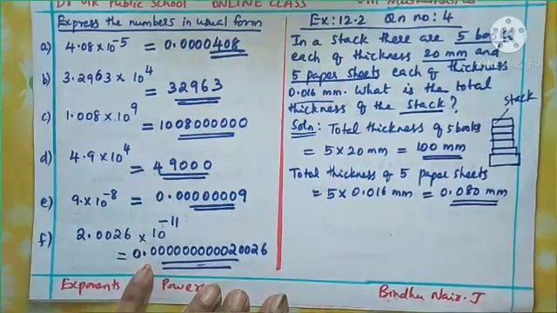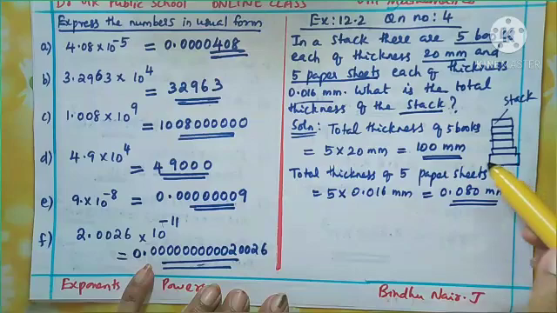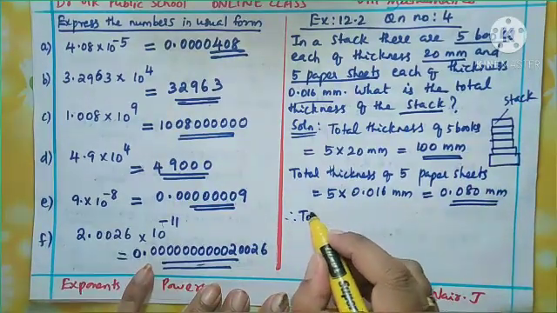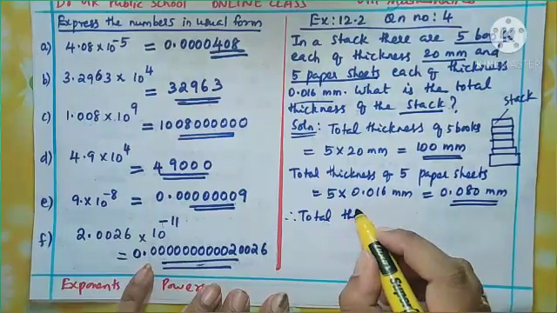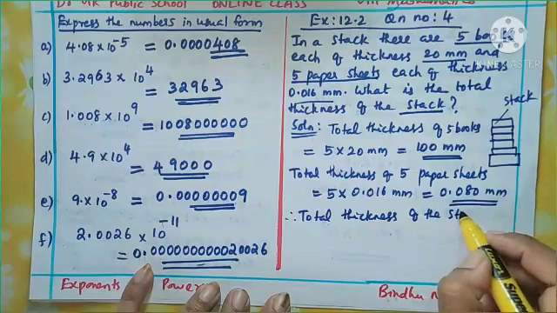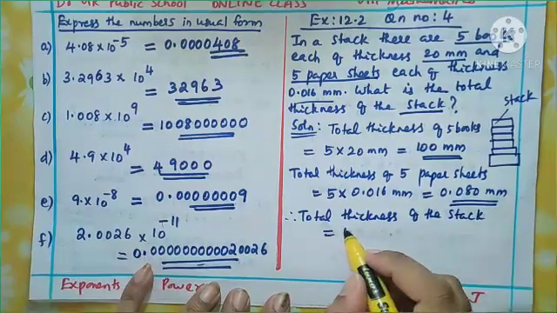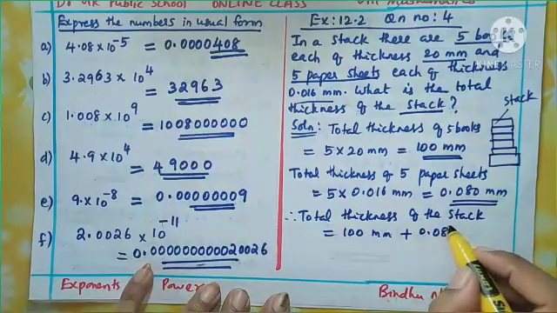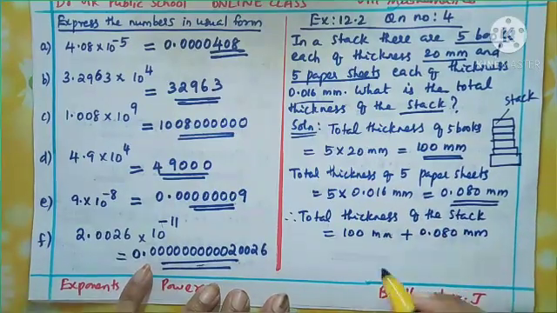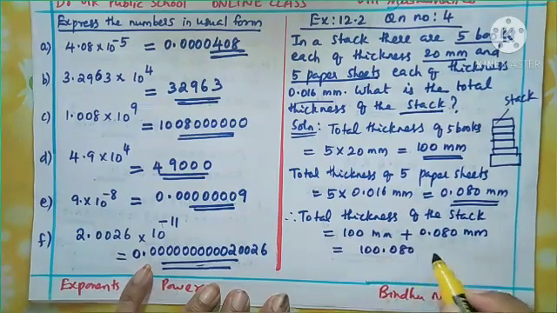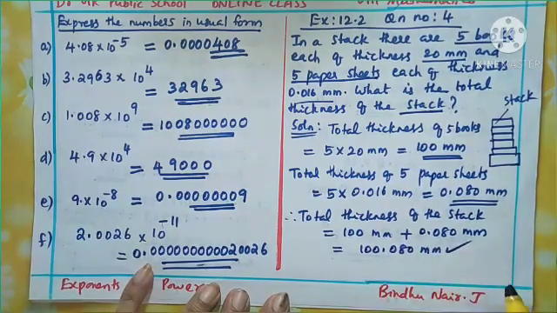Now you want to find the total thickness of the stack, which means you want to add these two answers. Therefore the total thickness of the stack is equal to 100 millimeter plus 0.080 millimeter. When you add these, you will get 100.080 millimeter. So we got the answer.